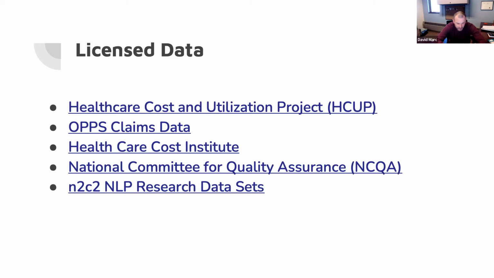The OPPS claims data is claims level data on outpatient prospective payment systems. So hospitals that participate in OPPS, and it includes outpatient claims, like you'll get information on the diagnoses of patients, provider information, procedural information, and each row is an individual claim. The Healthcare Cost Institute offers claims data for medical and pharmacy encounters, and it includes data on over like 55 million commercially insured individuals and 40 million Medicare insured individuals. So it's a very large data set.